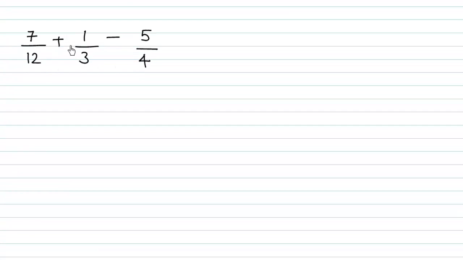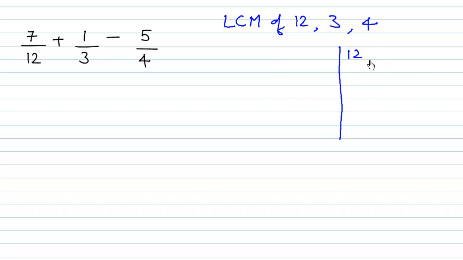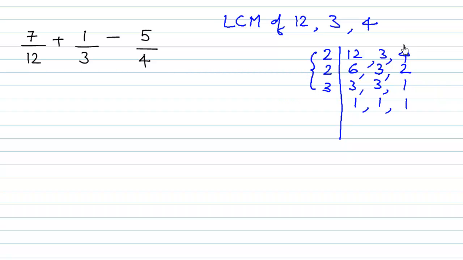7 upon 12 plus 1 upon 3 minus 5 upon 4. So let us first take the LCM of 12, 3 and 4. Another way of finding the LCM is by taking 12, 3 and 4 together and dividing by, let's say, 2. 2 sixes are 12, but 3 does not go in the table of 2, so written as it is, and 2 twos are 4. Then again 2, 2 threes are 6, 3 as it is, 2 ones are 2. And then by taking 3, 3 ones are 3, 3 ones are 3, and 1 copied down as it is. So 2 twos are 4, 4 threes are 12. So the multiplication is 12. So the LCM is 12.